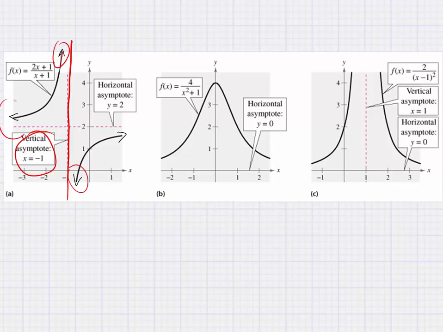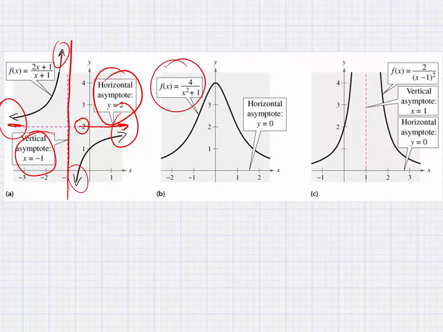Also, if you look at the ends of the graph, my graph is approaching this horizontal line at 2. So that means I have a horizontal asymptote at y equals 2. Okay. So look at this next graph here. f of x equals 4 over x squared plus 1. Now there is no vertical line that I'm getting close to that makes my graph shoot up to positive or negative infinity. So there is no vertical asymptote.